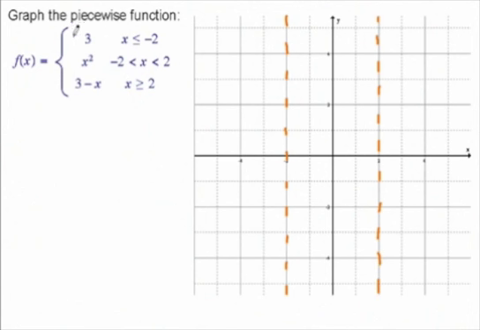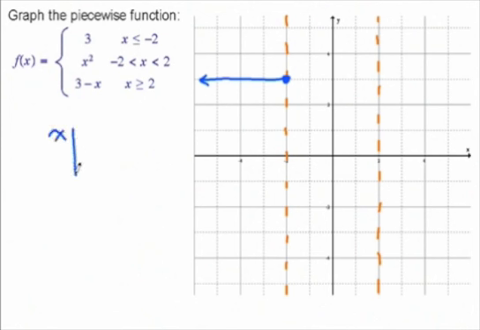F of x is equal to 3 is a horizontal line. It goes right through 3, but I don't want the entire thing. This one is only working from negative 2 to negative infinity. I'm going to put a solid point there because it's equal, and draw the graph strictly to the left. Not one part of it goes to the right of negative 2. X equals negative 2.